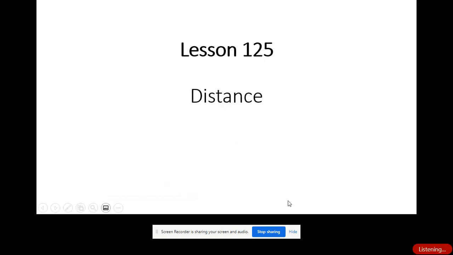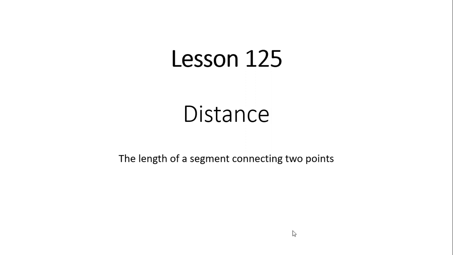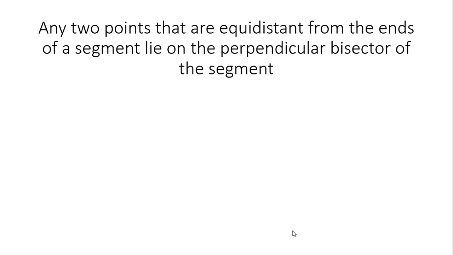Alright, today we're going to be talking about distance and a few proofs concerning triangles. So first off, let's start with the definition of distance, which is simply the length of a segment connecting 2 points. So, any 2 points that are equidistant from the ends of the segment lie on the perpendicular bisector of the segment.